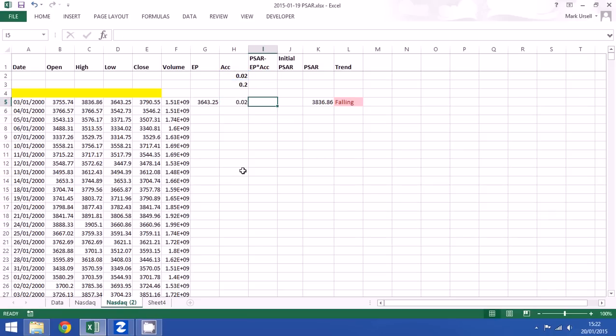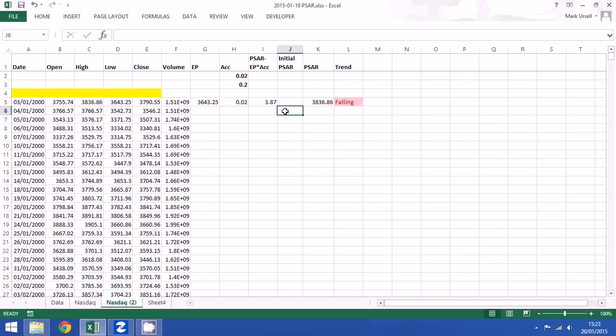And we can also now calculate the amount we're going to move, which is our PSAR value minus the extreme point multiplied by our acceleration factor. Okay, so we've done the first line.